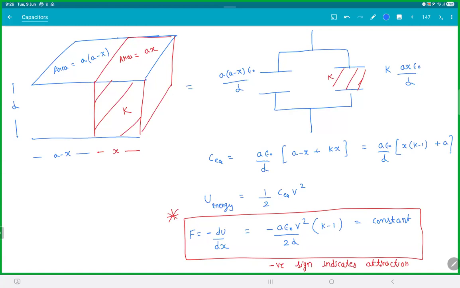So you treat it as two, let it be X inside, treat this as two capacitors. They both are in parallel, get C equivalent, half C equivalent V square and differentiate. Is the process clear, everyone?